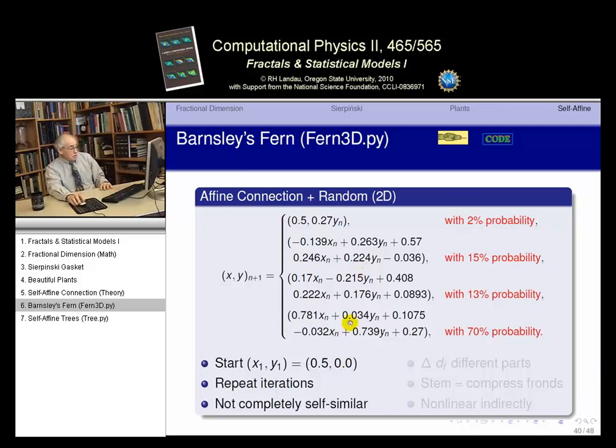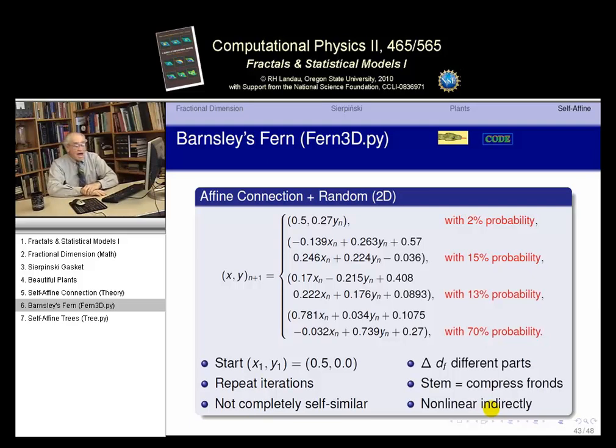Okay? So you just run this, you repeat it again and again, and what you see is it won't be completely self-similar. There'll be different aspects of it. Some aspects will have different fractal dimensions. For example, the fronds will have a different fractal dimension than the stem itself. But if you look at the stem, you find that it's actually compressed fronds itself.